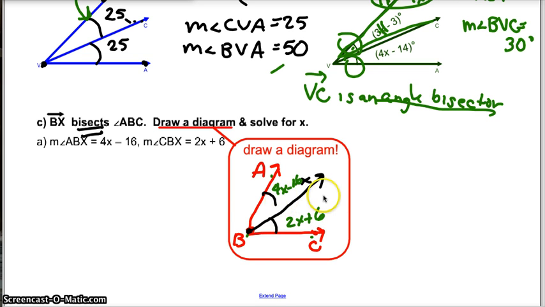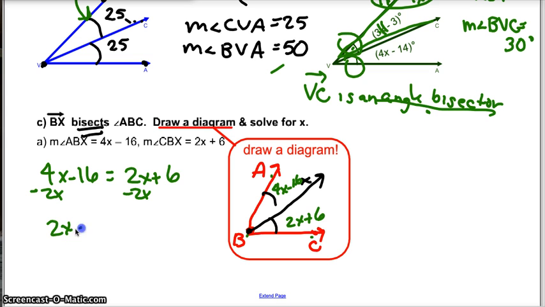At this point, it's pretty much the same as the one that you just did up here. Because it's an angle bisector, because of the word bisect, because of the markings, I know that the quantity of 4x minus 16 is equal to 2x plus 6. So you have an equation to solve.